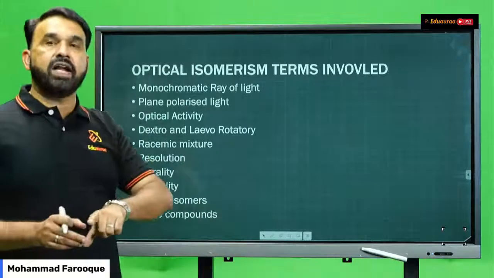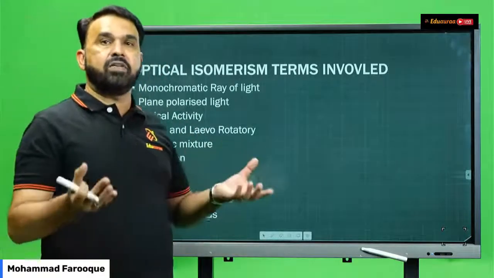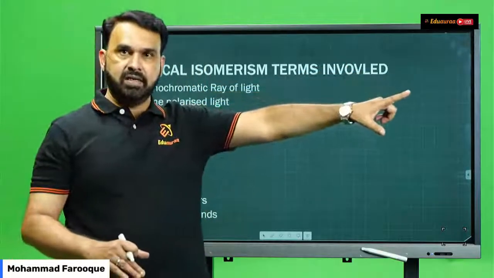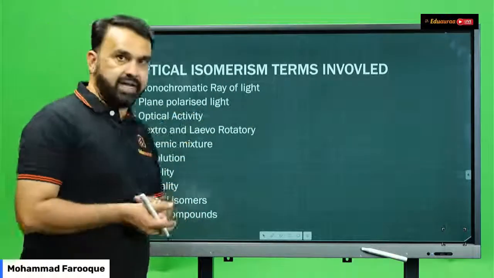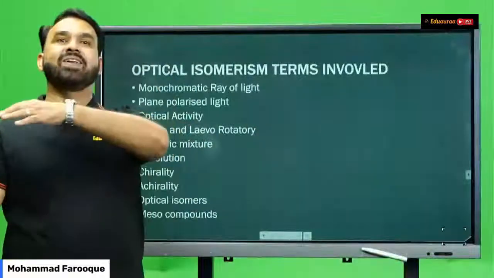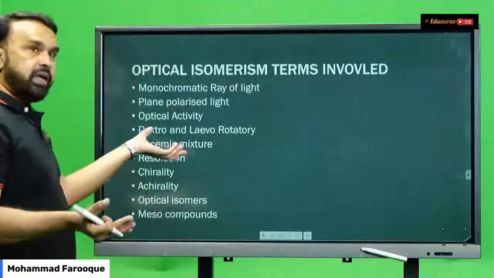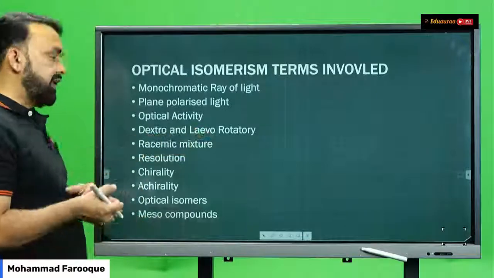When a monochromatic ray of light is passed through a Nicol prism, what happens? This monochromatic ray of light starts vibrating perpendicular to the direction of propagation. Yes? And that gives rise to plane polarized light. And when plane polarized light is passed through an organic compound solution, the plane of the plane polarized light gets rotated either in the clockwise or anti-clockwise direction. If it gets rotated in the clockwise direction, it is dextrorotatory. If it gets rotated in the anti-clockwise direction, it is levorotatory.